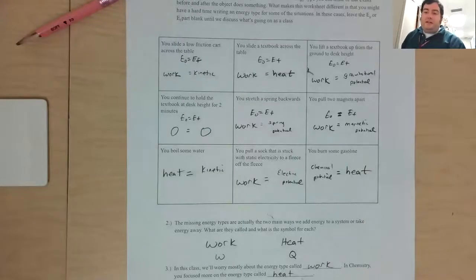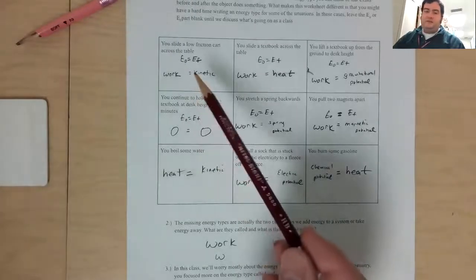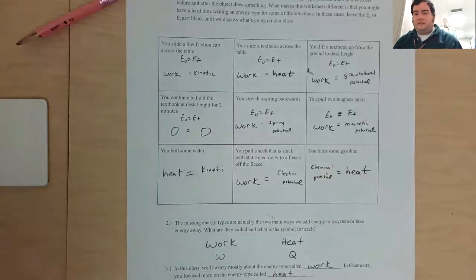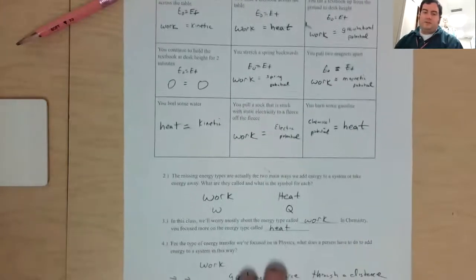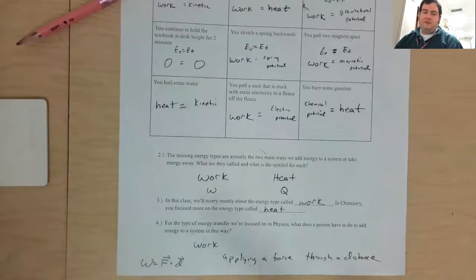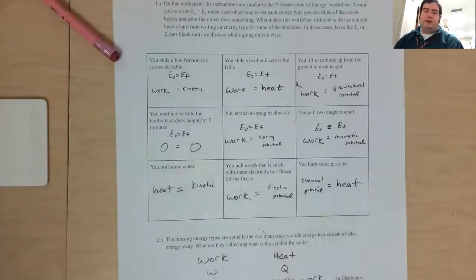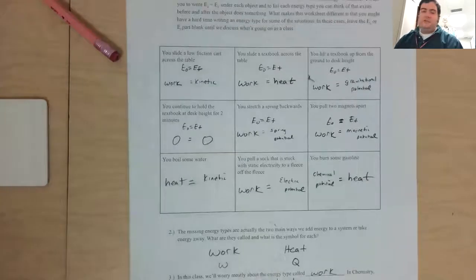So hopefully what you got out of this is that EO equals EF is true for a system or an object, just as true as it is for the universe. But we have to take into account that energy can enter a system or leave a system. So if it enters the system by putting a force on something and moving it a distance, or leaves it the same way, that's work. It can also enter or leave through heating. And we can still use EO equals EF as long as we take these energy transfer types into account as well.